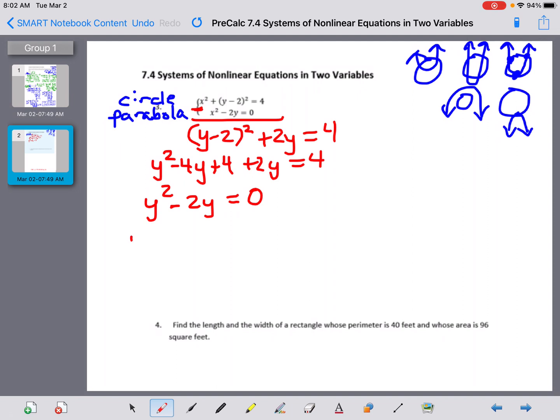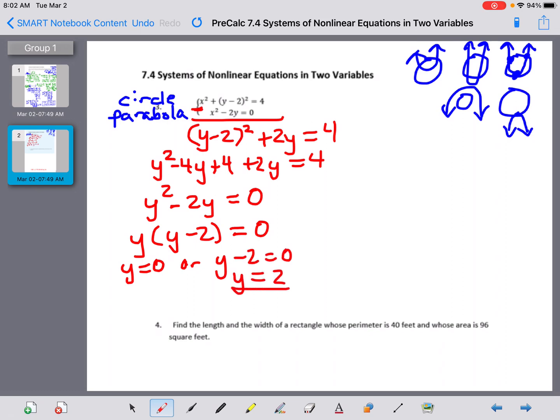Quadratic, I can GCF factor that. I can get y and y minus 2. That means y equals 0, or y minus 2 equals 0, which makes y equal 2. So I get 2 answers for my y's, so I'm going to plug them in.